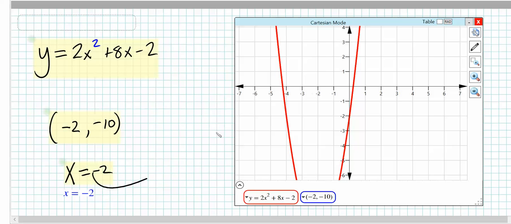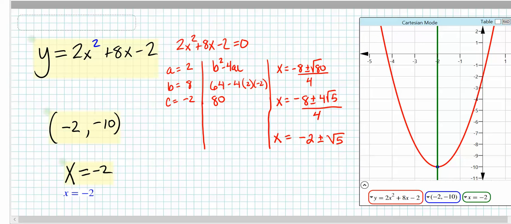Ladies and gentlemen, here's the task that I want you to do. I kind of helped you out. I want you and a partner to tell me exactly where that point is and exactly where that point is. So I want you to find the x-intercepts of the graph. Using the quadratic formula, we see that we have these two answers right here. So what I want to do is graph those on there. What if I did negative 2 plus the square root of 5, comma 0?